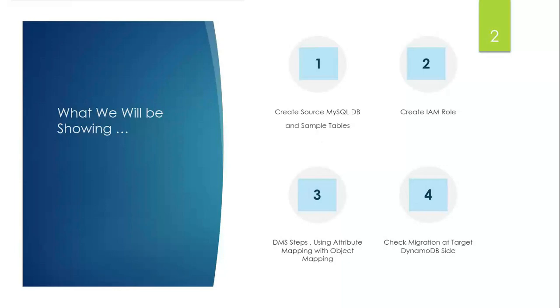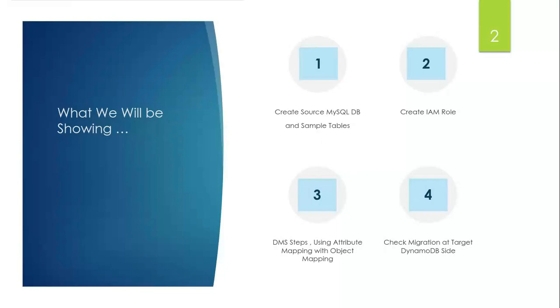I'll be creating a source MySQL database, and I'll be creating some sample tables for the migrations. Then I'll be creating an IAM role required for DynamoDB as a DMS target. And third, I'll be showing you the DMS steps, like we have to create a replication instance, source and target endpoints.